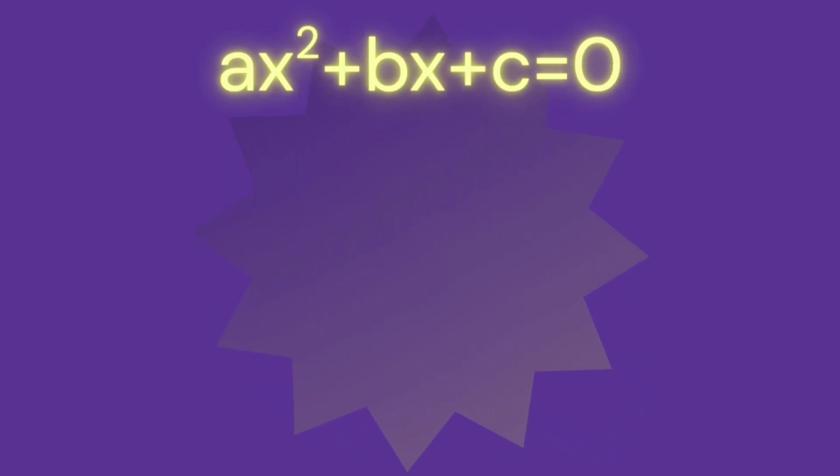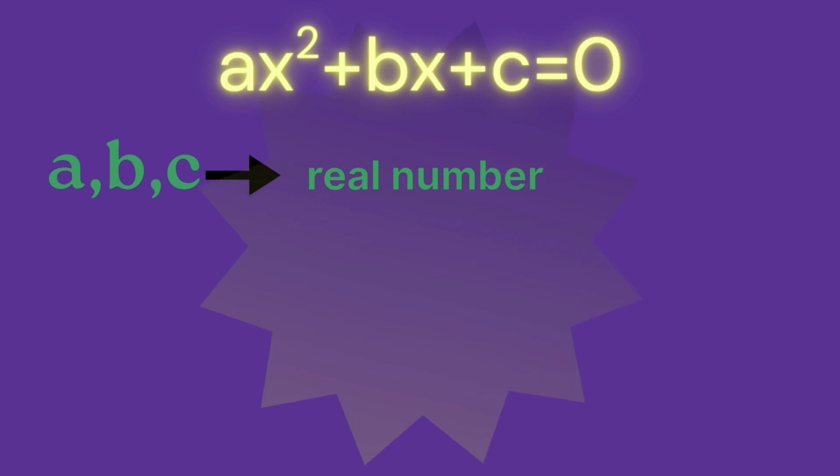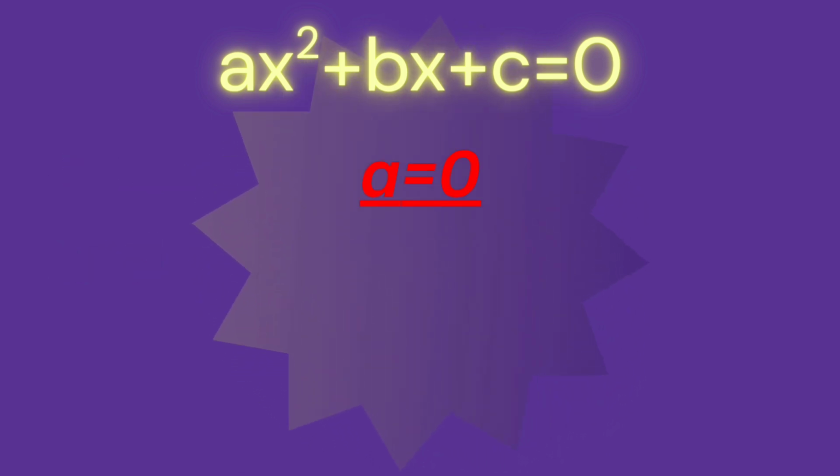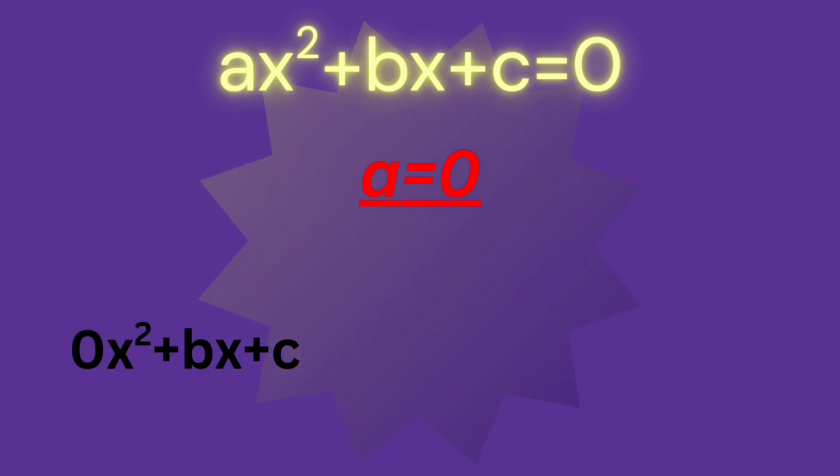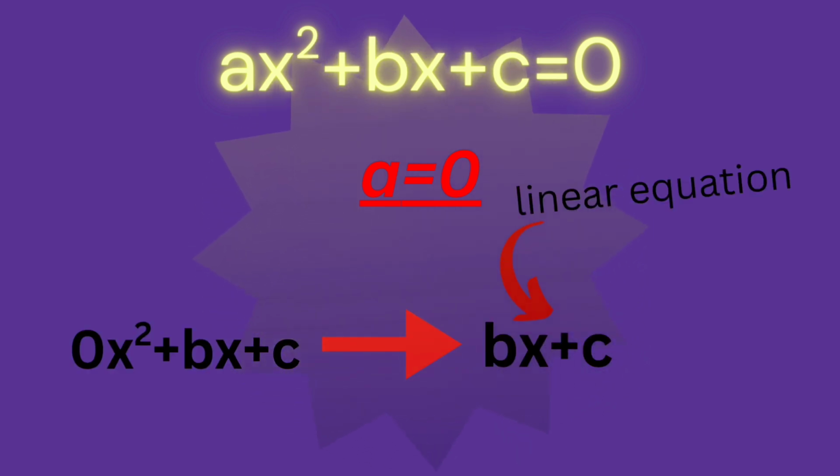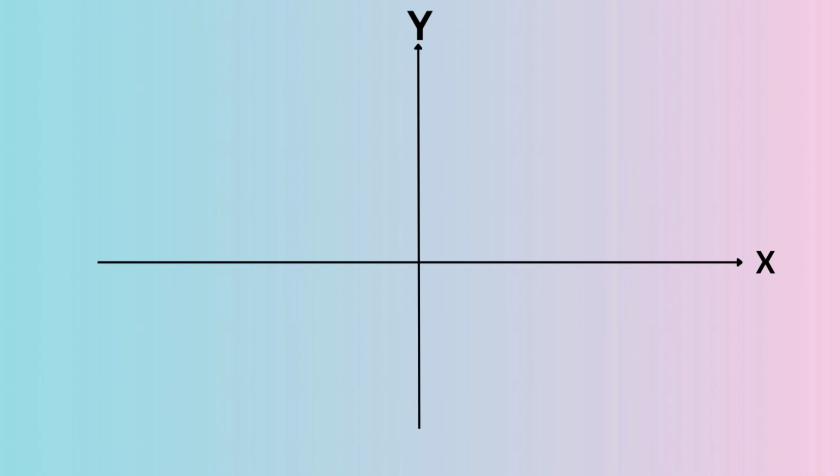In this form, a, b, and c are real numbers, but the value of a cannot be 0. If a equals 0, the equation is no longer quadratic, it becomes a linear equation. When we plot a quadratic equation, the graph always forms a parabola. This parabola can open upwards or downwards depending on the sign of a. The most important thing is where the parabola cuts the x-axis. Those points are the solutions, or roots, of the quadratic equation.